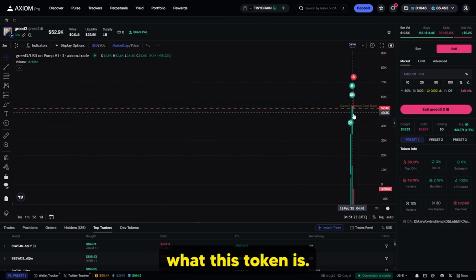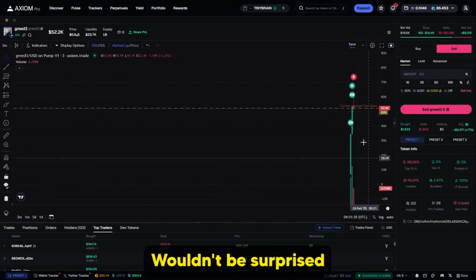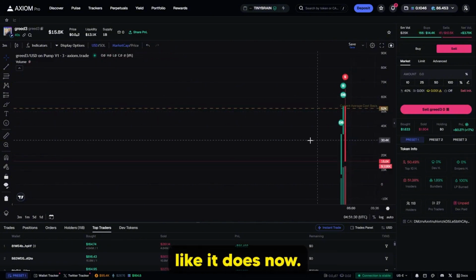Honestly, I have no idea what this token is. I feel like this is a rug. Top 10 holders have 70%. Wouldn't be surprised if Dev just sells and it drops, like it does now.